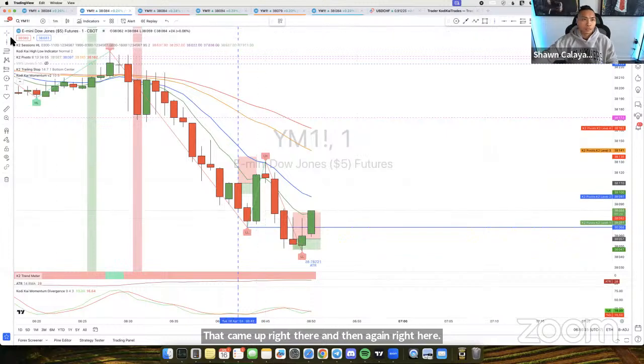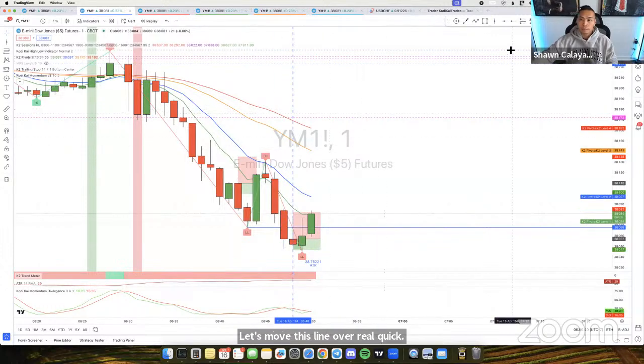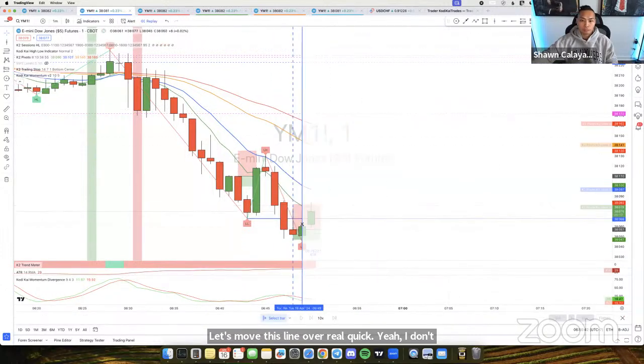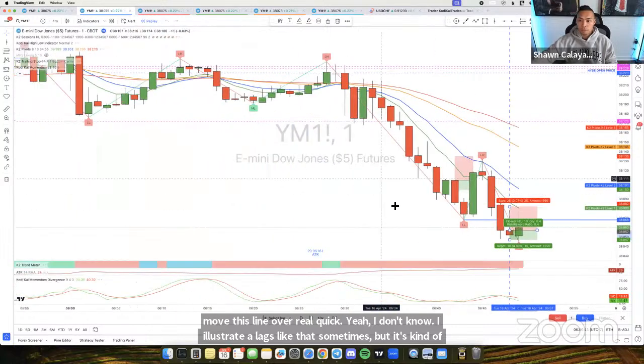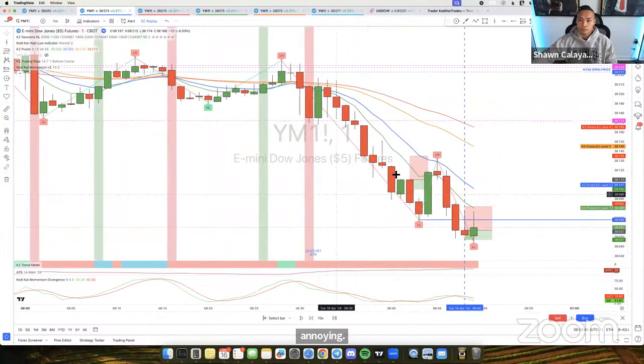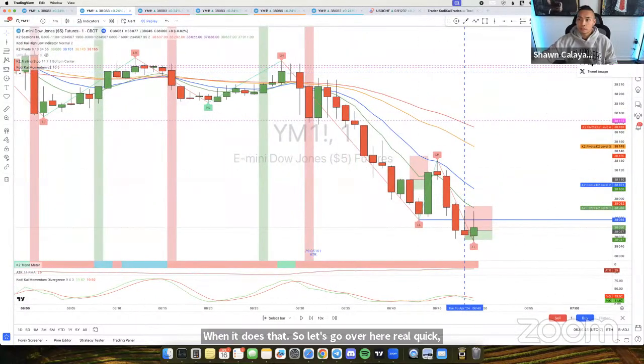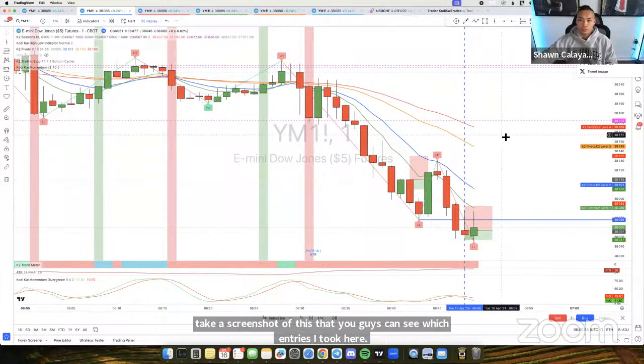I'll just move this line over real quick. Yeah, I don't know why NinjaTrader lags like that sometimes, but it's kind of annoying when it does that. So let me just go over here real quick, take a screenshot of this so that you guys can see which entries I took here and which entries we identified here in the live session.